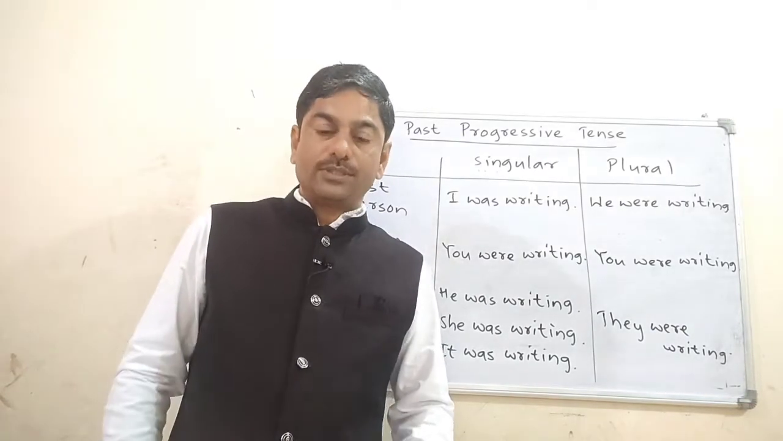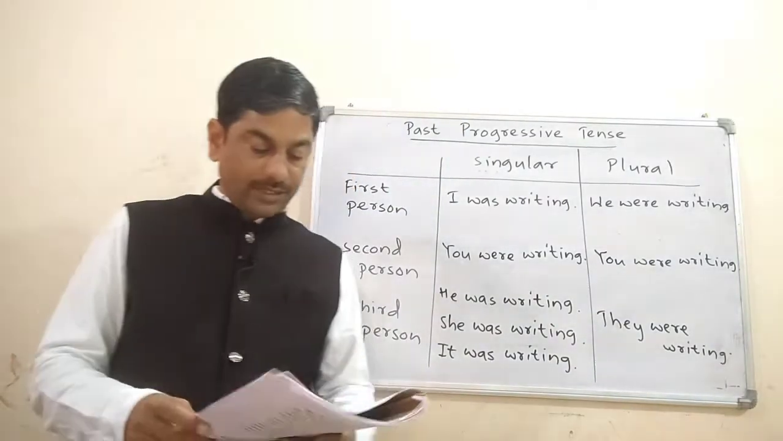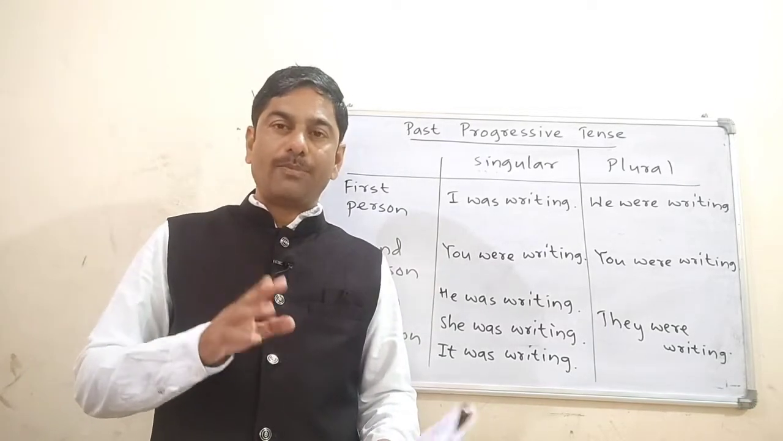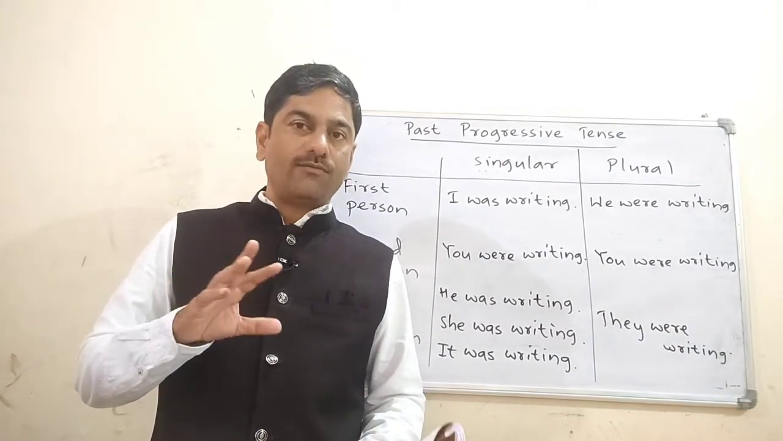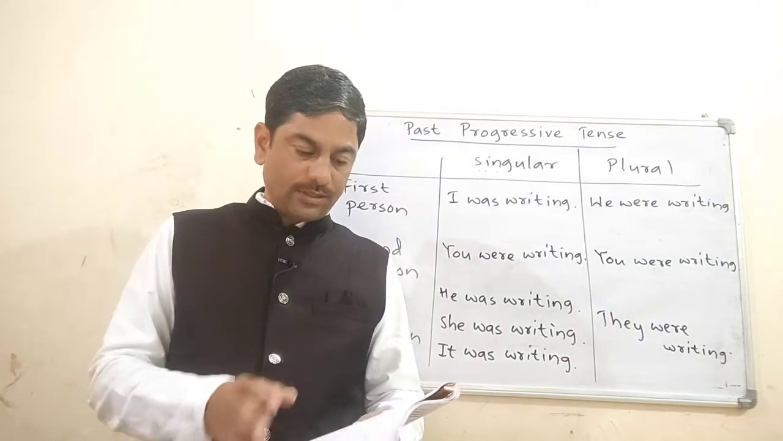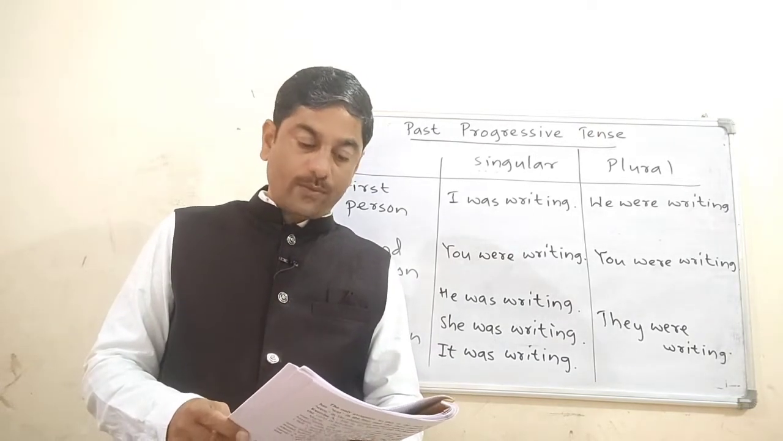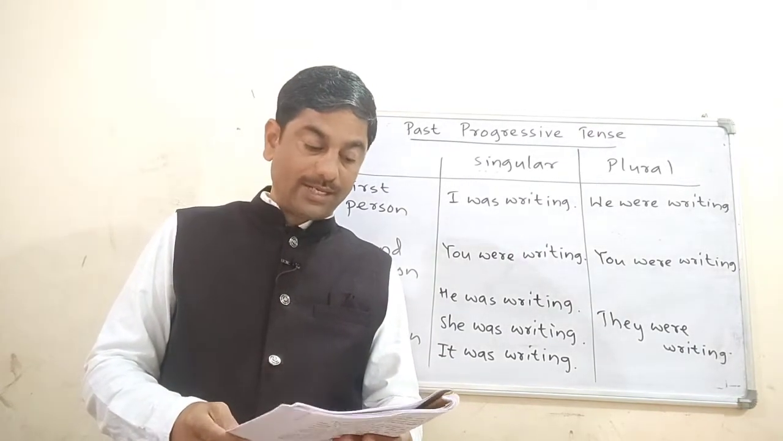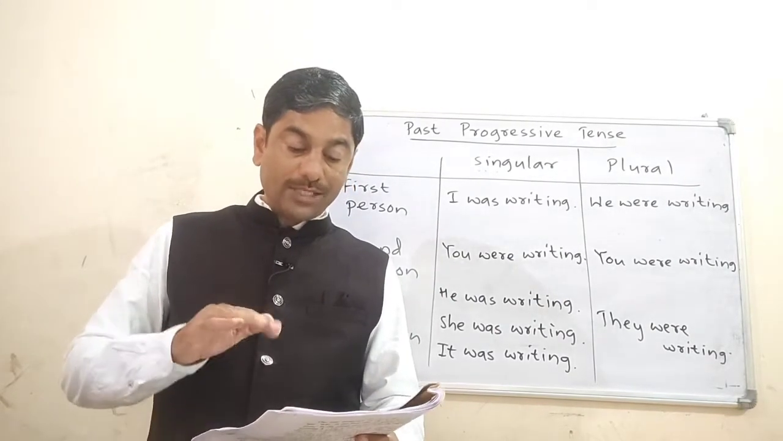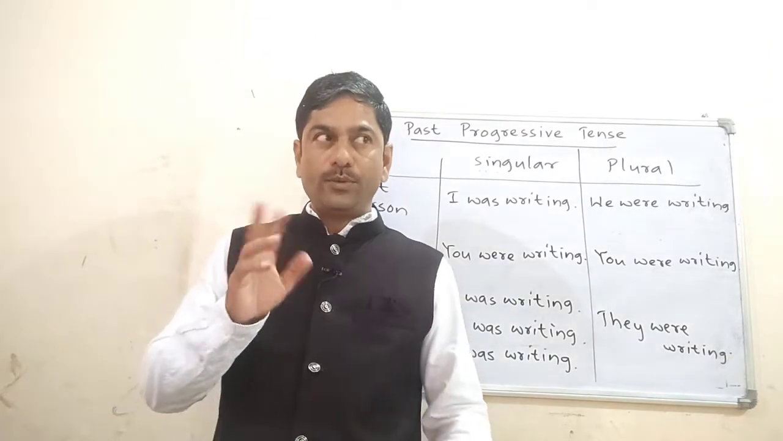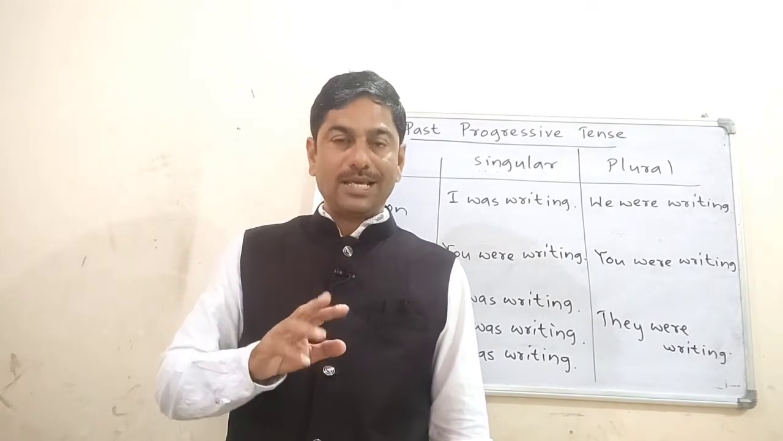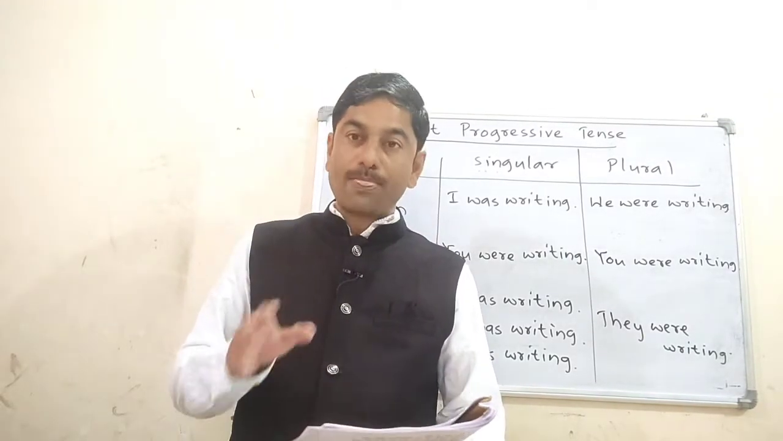Sometimes there are two actions in the past, and you have to make use of simple past and past progressive tense for describing these two actions. See what they have given here. When one action takes place in the past while another is in progress, the simple past tense is used for the first and the past progressive tense for the second action. When two actions happen in the past, for the first action you will make use of simple past tense, and for the second action you will make use of past progressive tense.